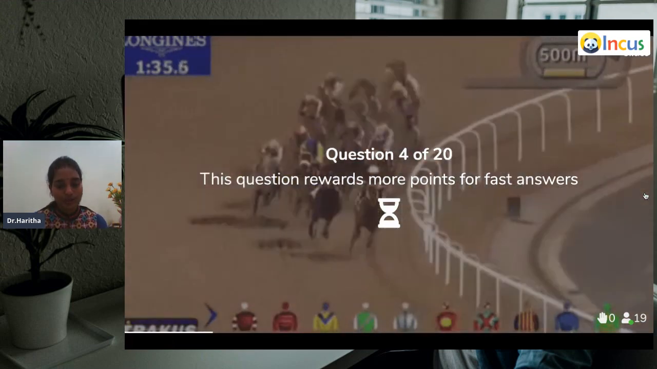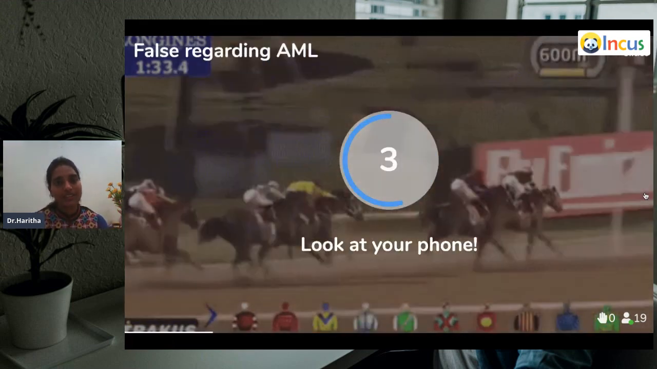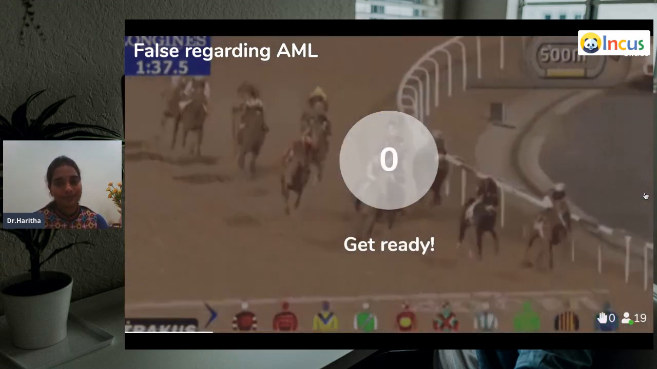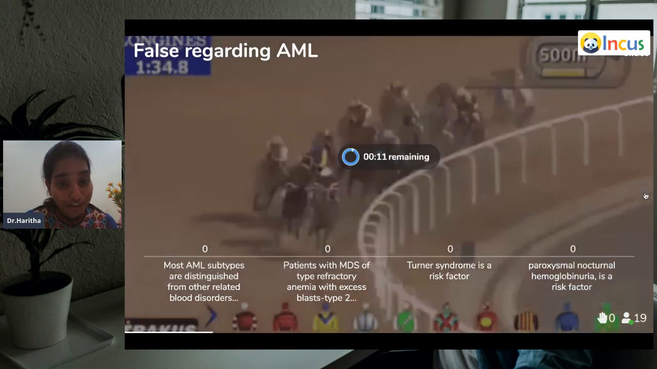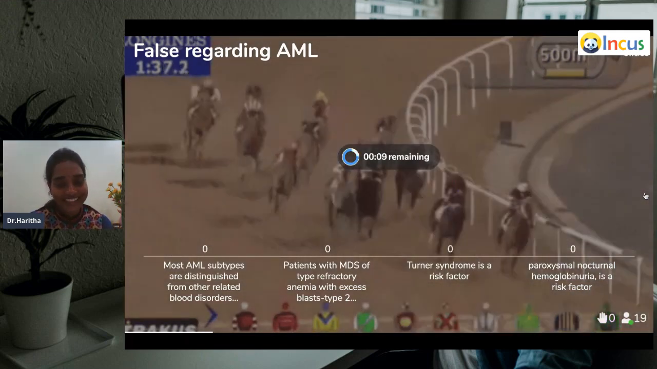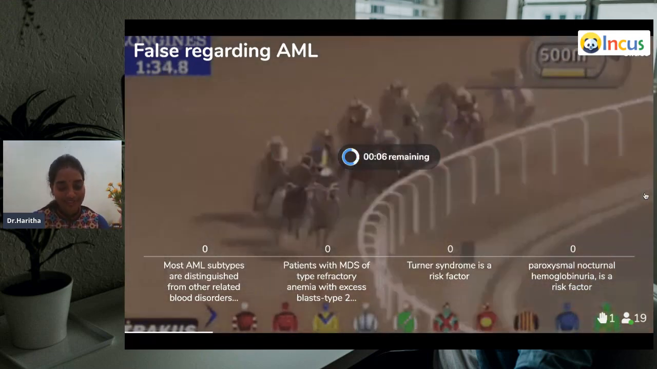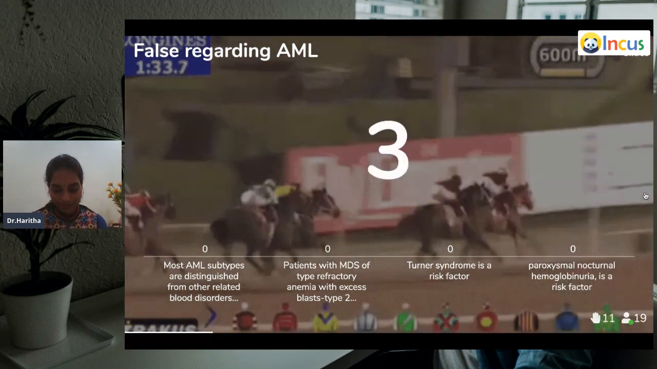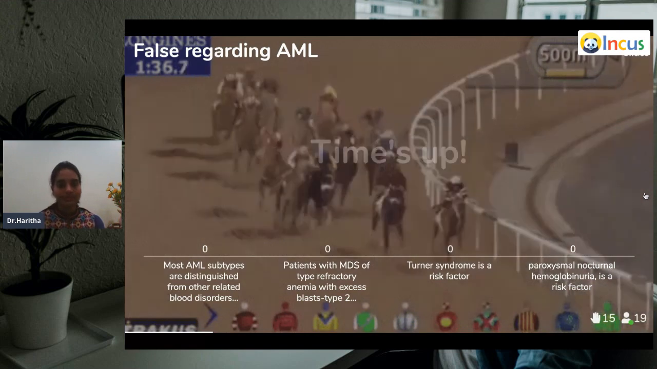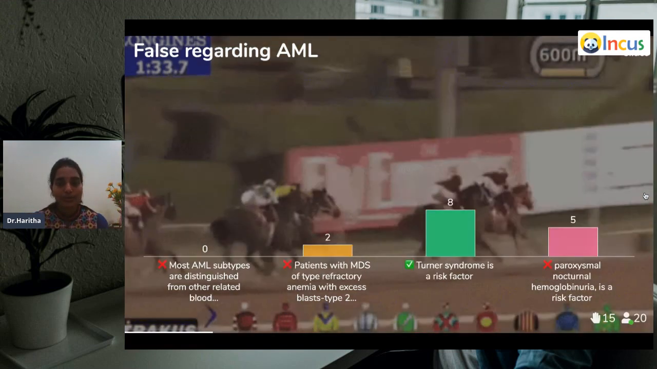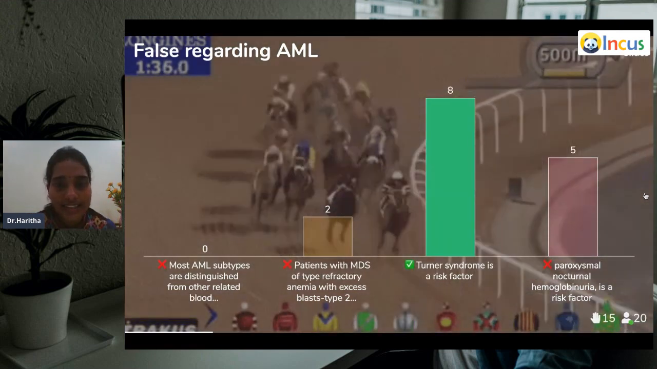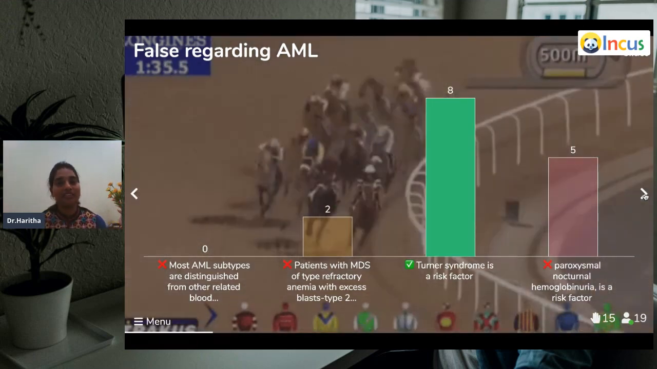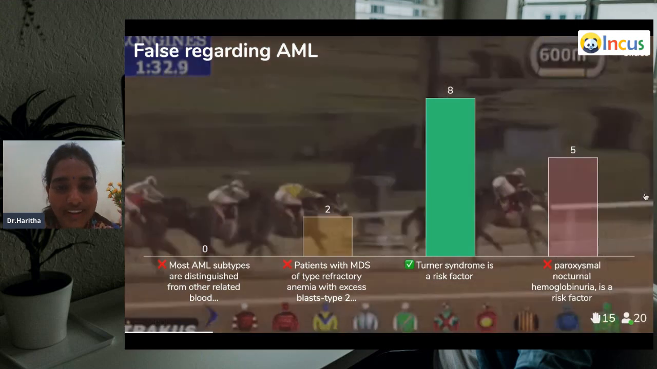Yeah, next question. Question 4. It's about AML, acute myeloid leukemia. Pathologist's favorite and terrific question. AML. You have lots of variants in AML. So there you go. The answer is yes. Turner syndrome is a risk factor. Okay. Most of them wrote correct.